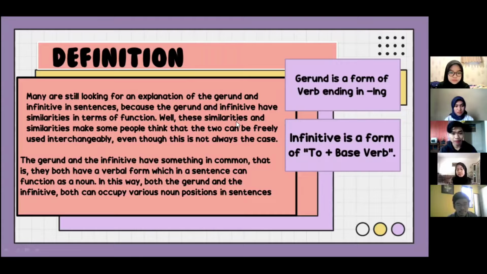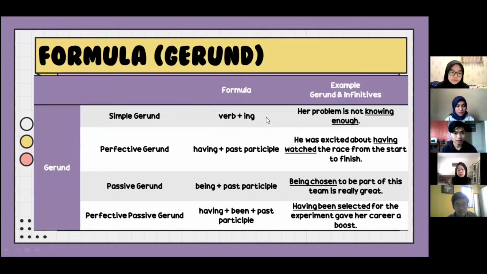Gerund is a verb form ending in ing. Infinitive is a form of to plus base verb. Formula gerund: simple gerund, perfective gerund, passive gerund, perfective passive gerund. Formula: verb plus ing, having plus past participle, being plus past participle, having plus been plus past participle.